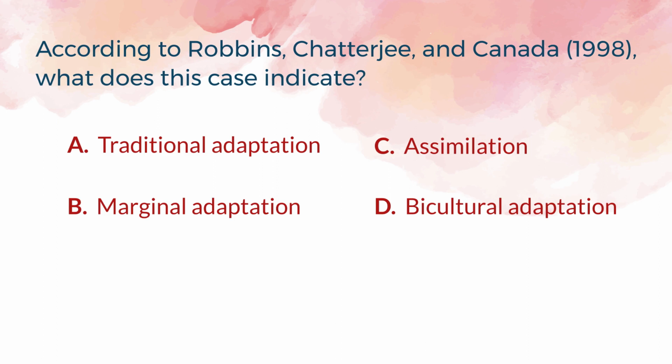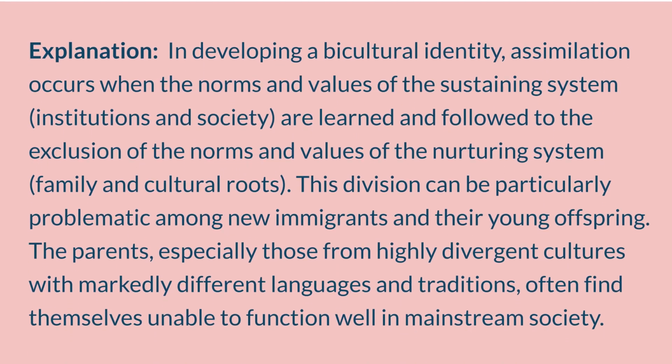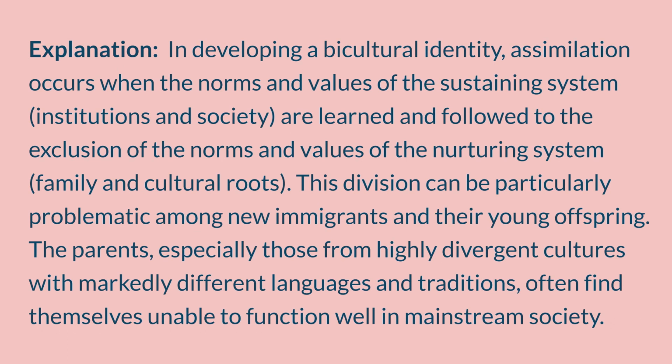The correct answer is C. Assimilation. Explanation. In developing a bicultural identity, assimilation occurs when the norms and values of the sustaining system, institutions and society are learned and followed to the exclusion of the norms and values of the nurturing system, family and cultural roots. This division can be particularly problematic among new immigrants and their young offspring.